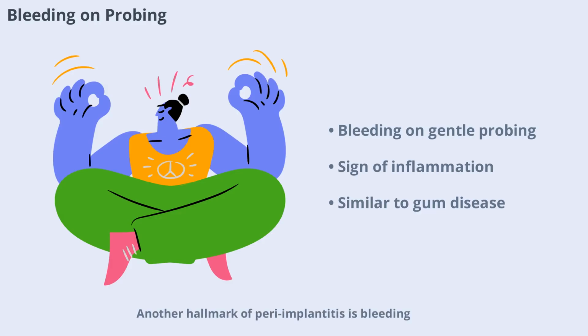Another hallmark of peri-implantitis is bleeding when the gums are gently probed. This bleeding is a sign of inflammation and is similar to what is seen in gum disease around natural teeth. Dentists use a special probe to gently check the depth of the pocket around the implant, and any bleeding is a red flag for underlying disease.